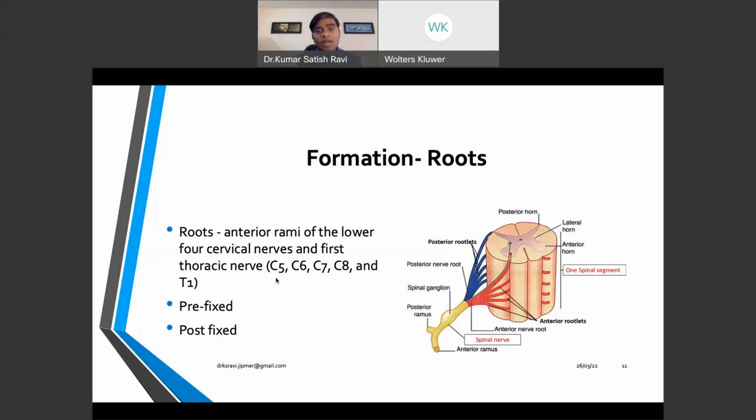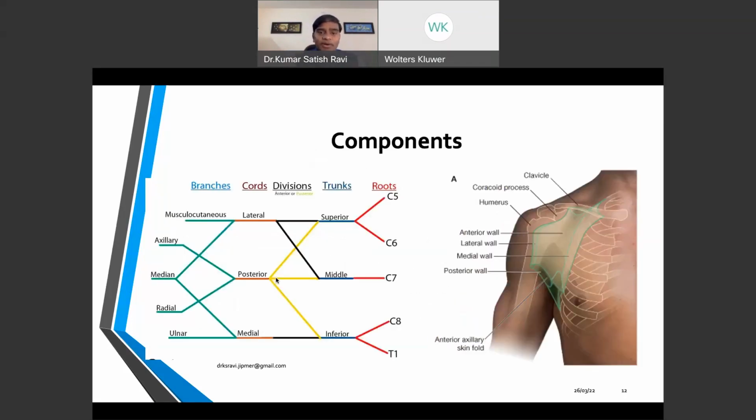Now, when we see the different components of the brachial plexus, as I said, we have the roots, and then these roots form the trunks. Now, if you can see over here, as I said previously, the ventral rami of C5 and C6 will form the upper trunk. Over here, you can see this is the superior or the upper trunk in the diagram.